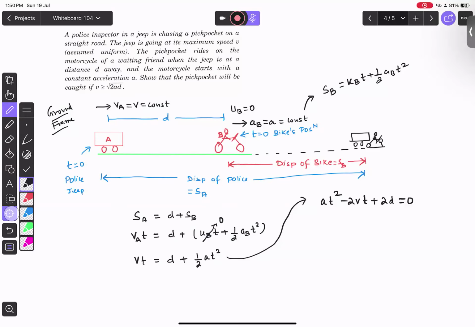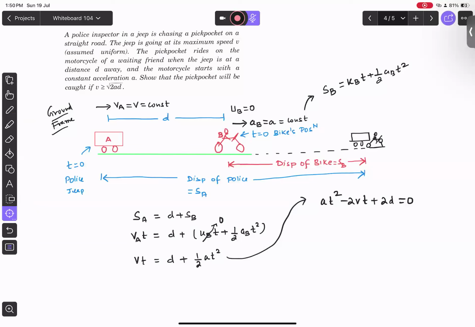Suppose I ask you what is the distance covered by A, you will say SA. What is the displacement of A? You will say SA. Clear, no? Someone starting from x equals 0, reaching x equals 6. The displacement is 6, and the distance is 6. Clear, no?